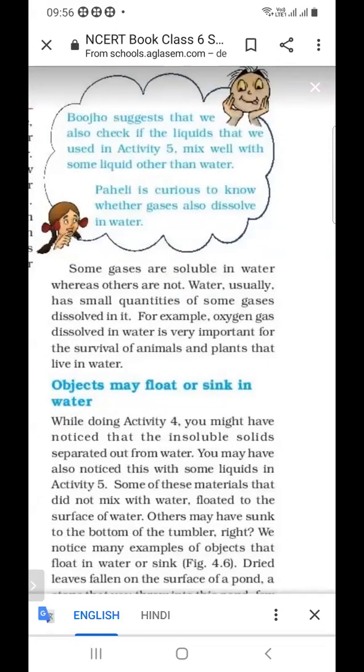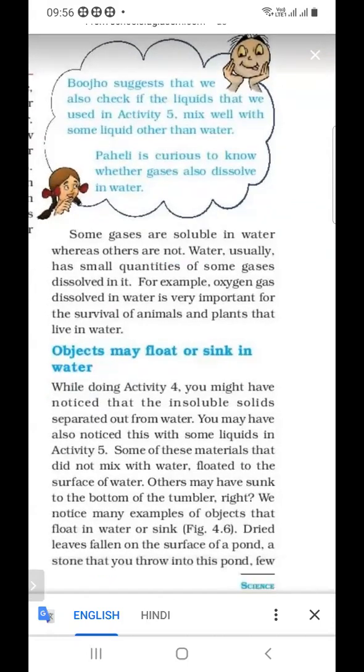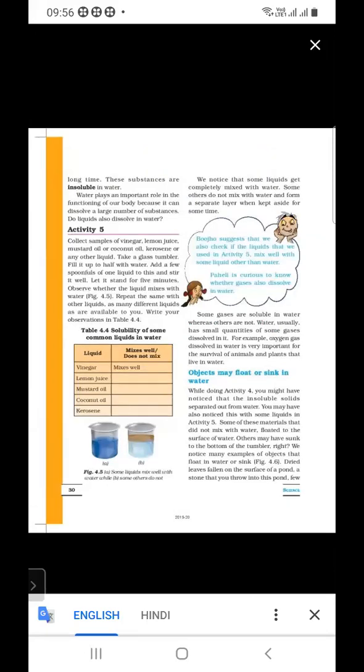Fish survive in water because there is oxygen in the water, H2O. O is oxygen. So because of oxygen, they can easily breathe in the water. So solid also dissolves into the water, liquid also dissolves into the water, and gas also dissolves into the water. So this is the property.